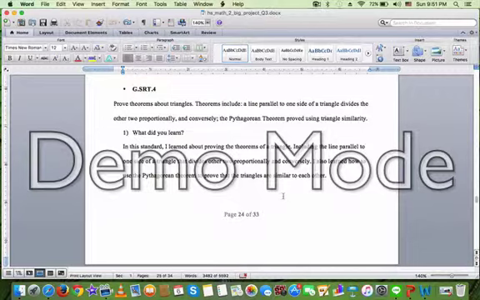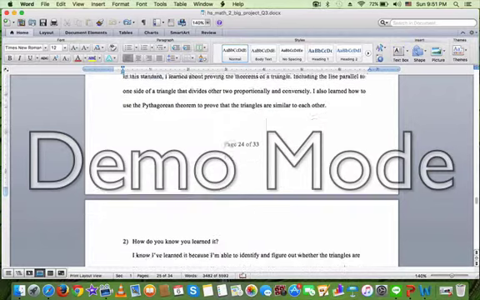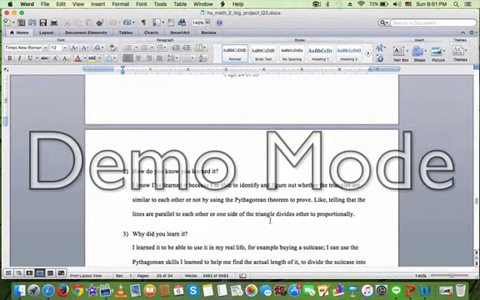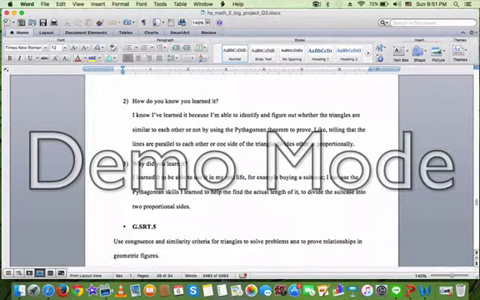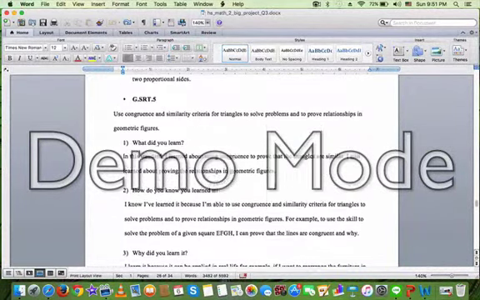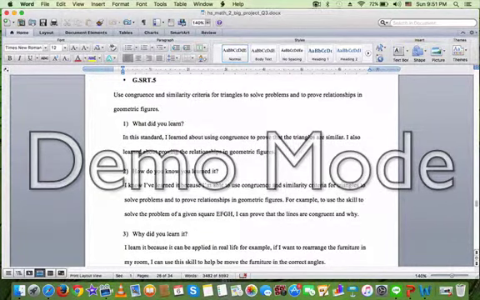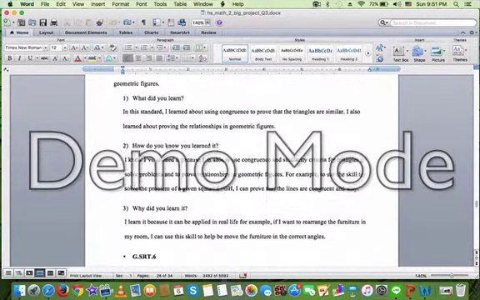And the next one is the theorems about a line parallel to one side of a triangle that divides the other two sides proportionally. So identify and figure out whether the triangles are similar to each other or not, using the Pythagorean theorem to prove it, telling that the lines are parallel to each other or one side of the triangle divides the other sides equally or proportionally.